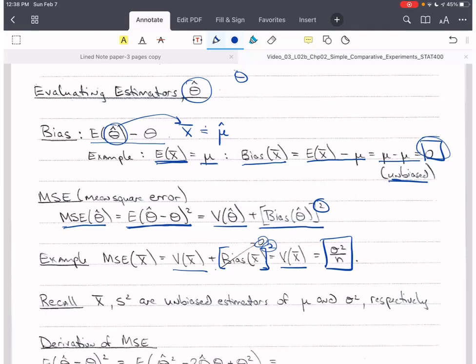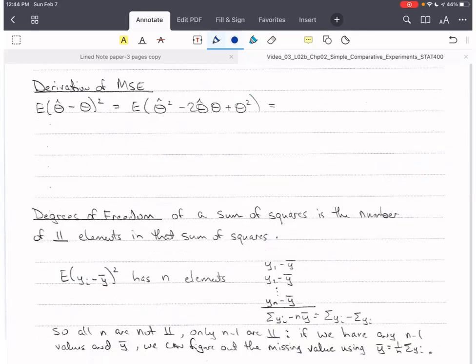I want to remind you that x bar and s squared are both unbiased estimators of mu and sigma squared, respectively. However, the sample standard deviation is not an unbiased estimator of sigma. It is still one of the best estimators, but it is not unbiased. It is slightly biased. So let's do the derivation of the MSE.